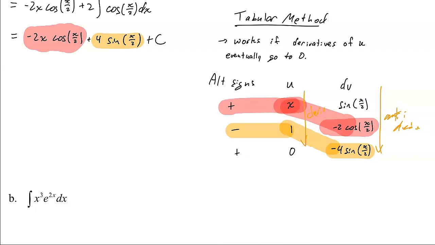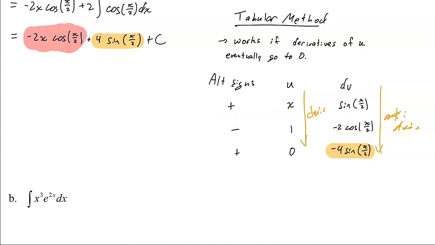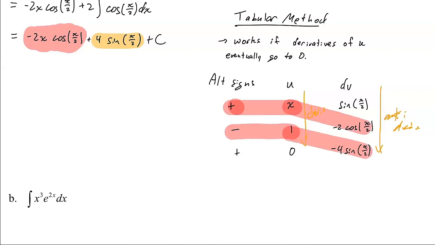Let me erase all of this. To create that first term, it goes across, and then across, down, to get your next term. So you multiply those straight across to get each term in succession, and then plus a C if you have an indefinite integral. Again, this is called the tabular method.